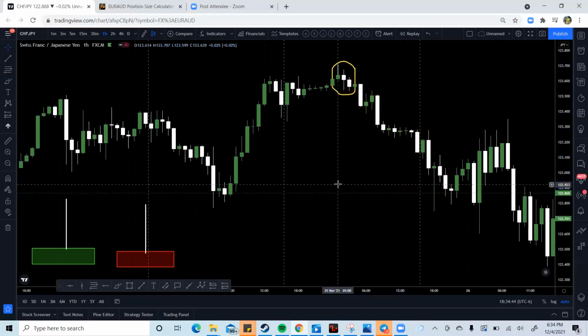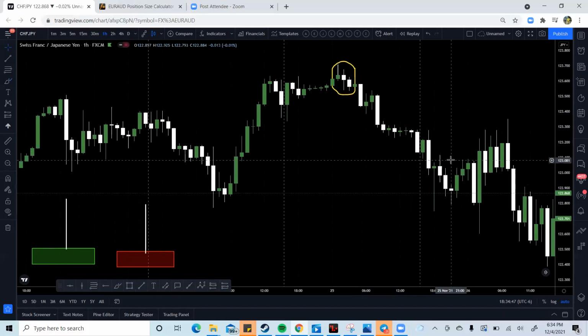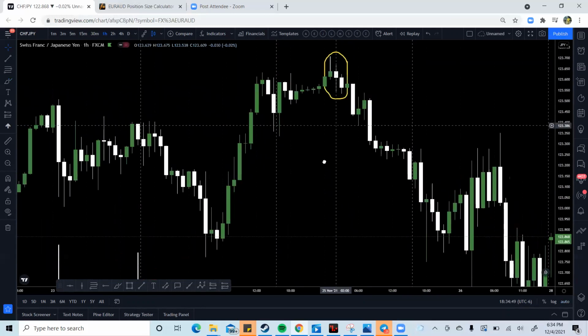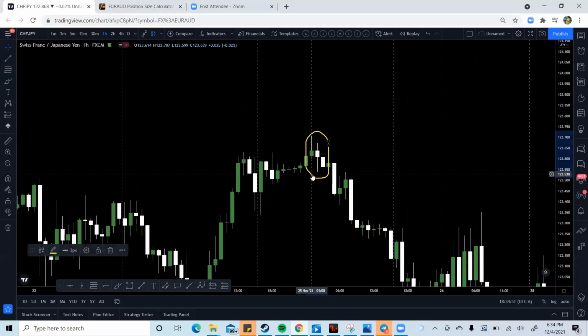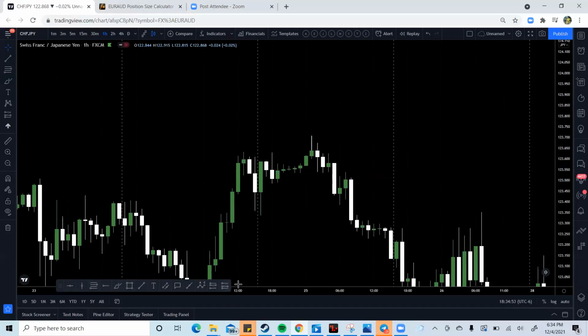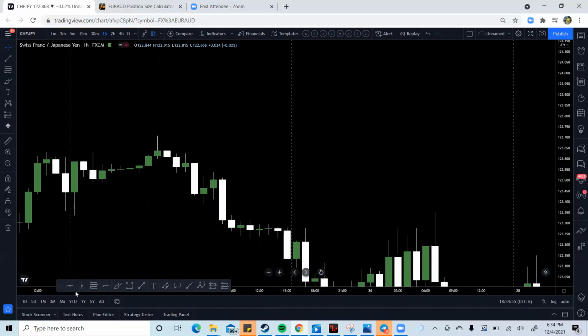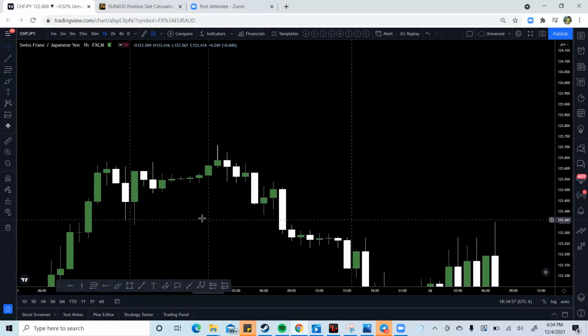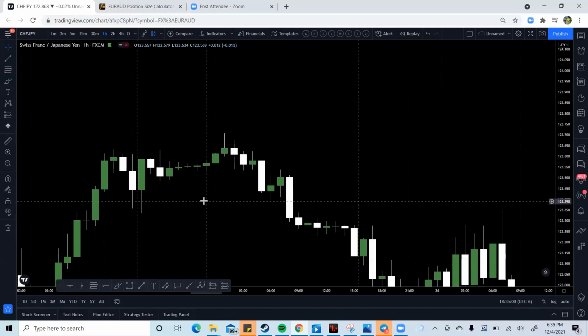The other one is a doji. So you see that the second candle after the pin bar, let's get rid of this, the second candle after the pin bar was actually a doji. So sometimes the markets are going to give you multiple indications of the different candles or different things that can happen.